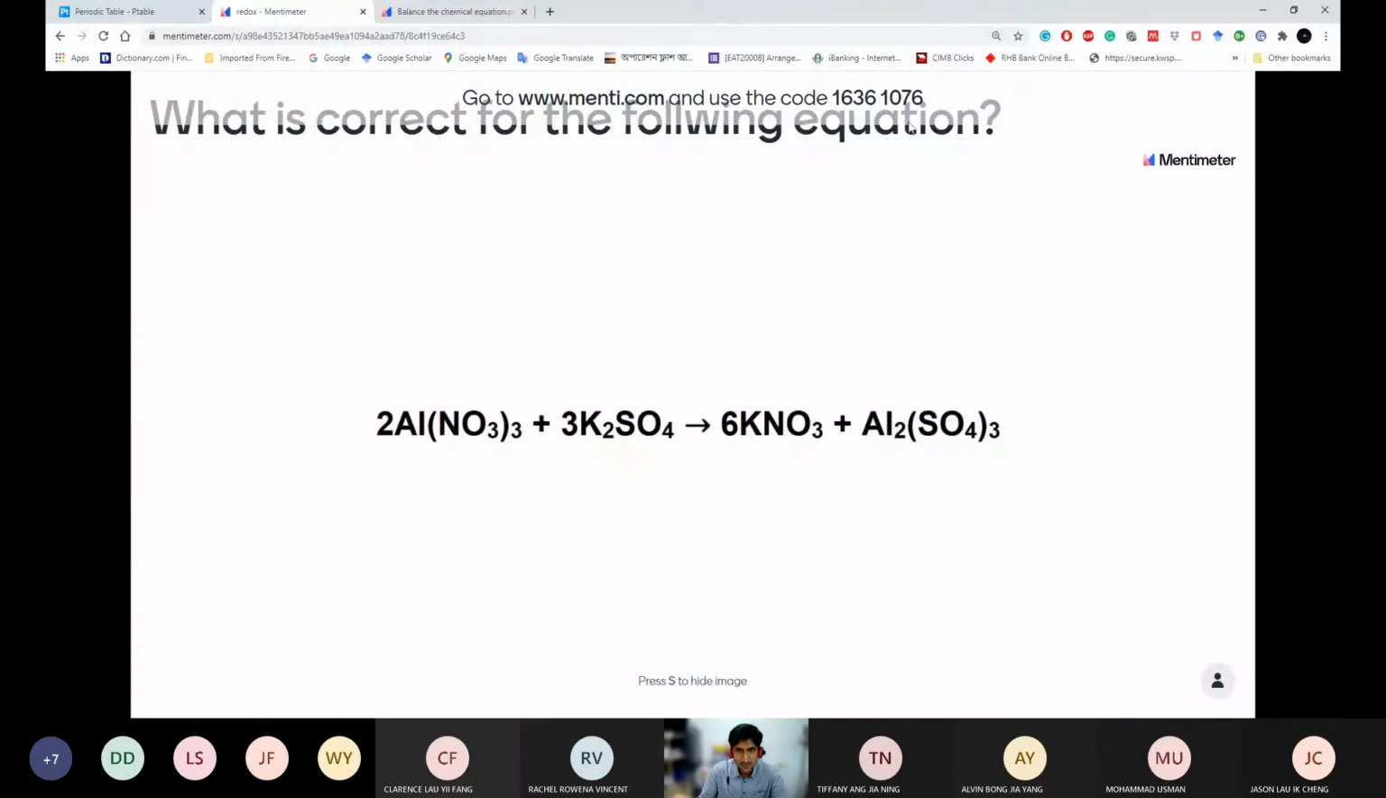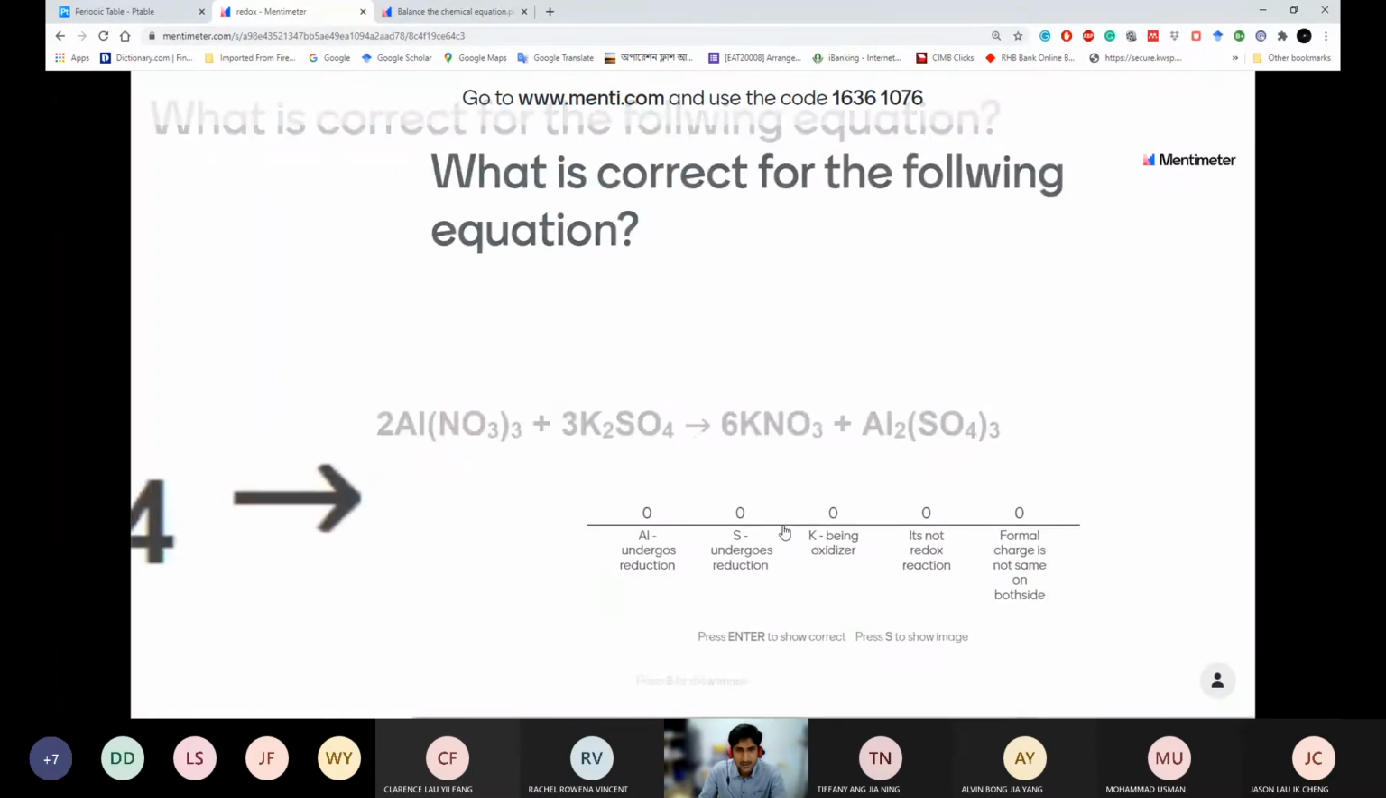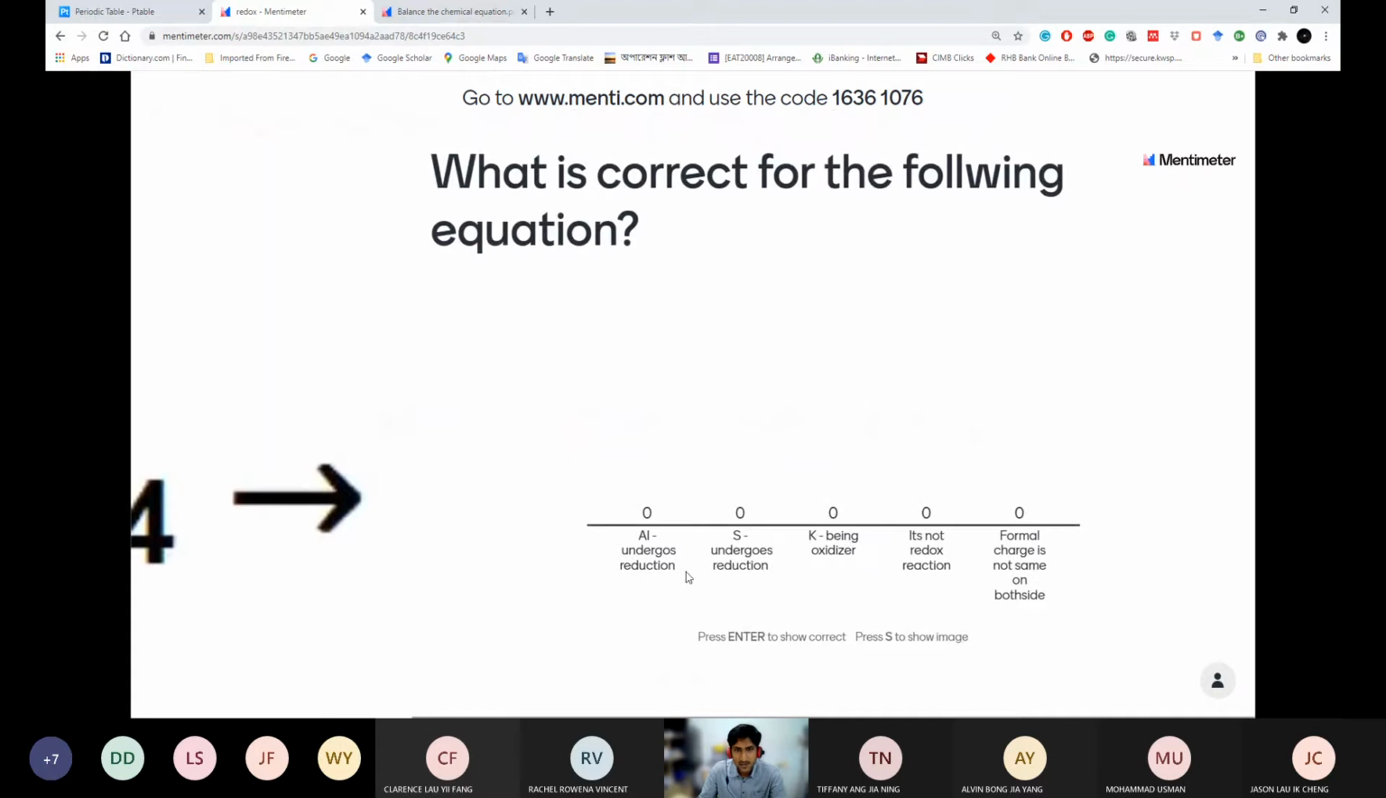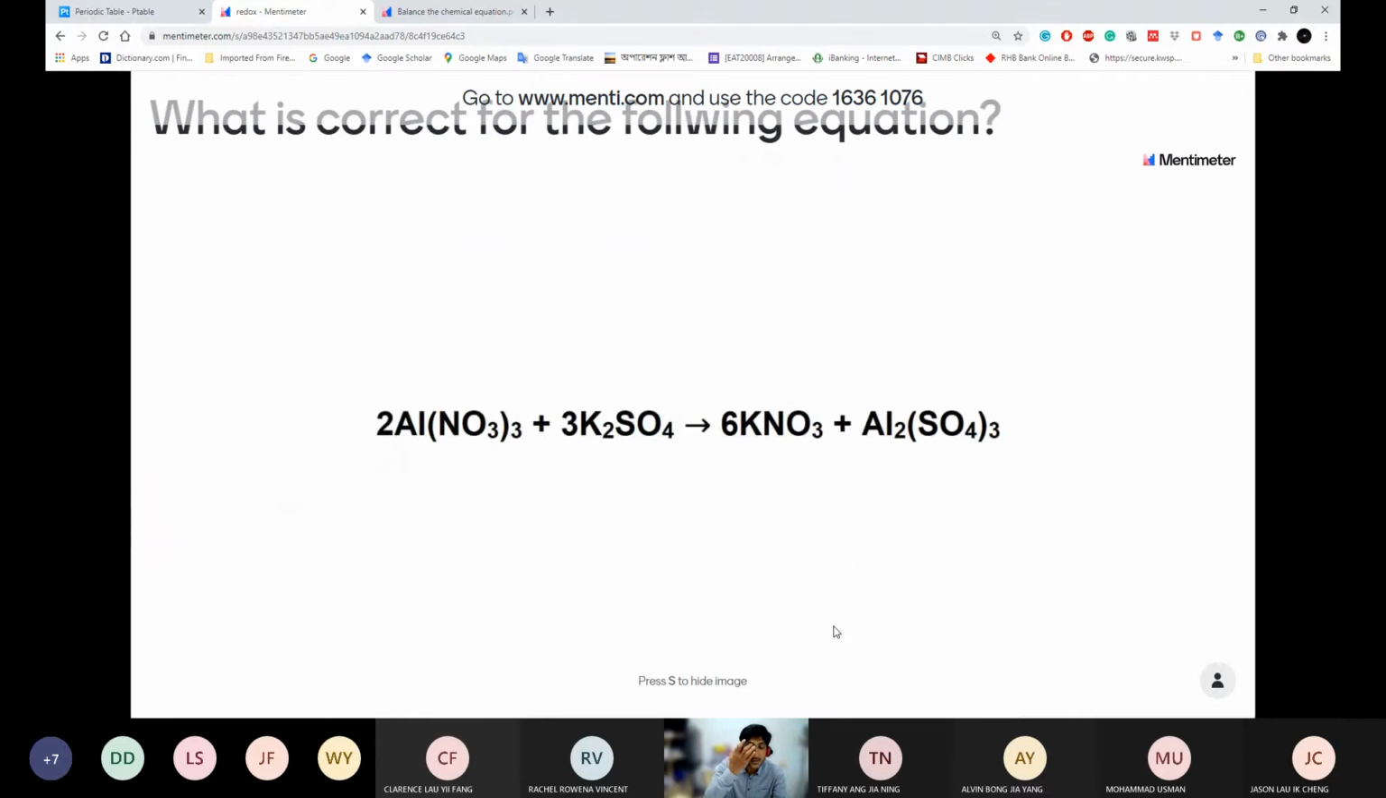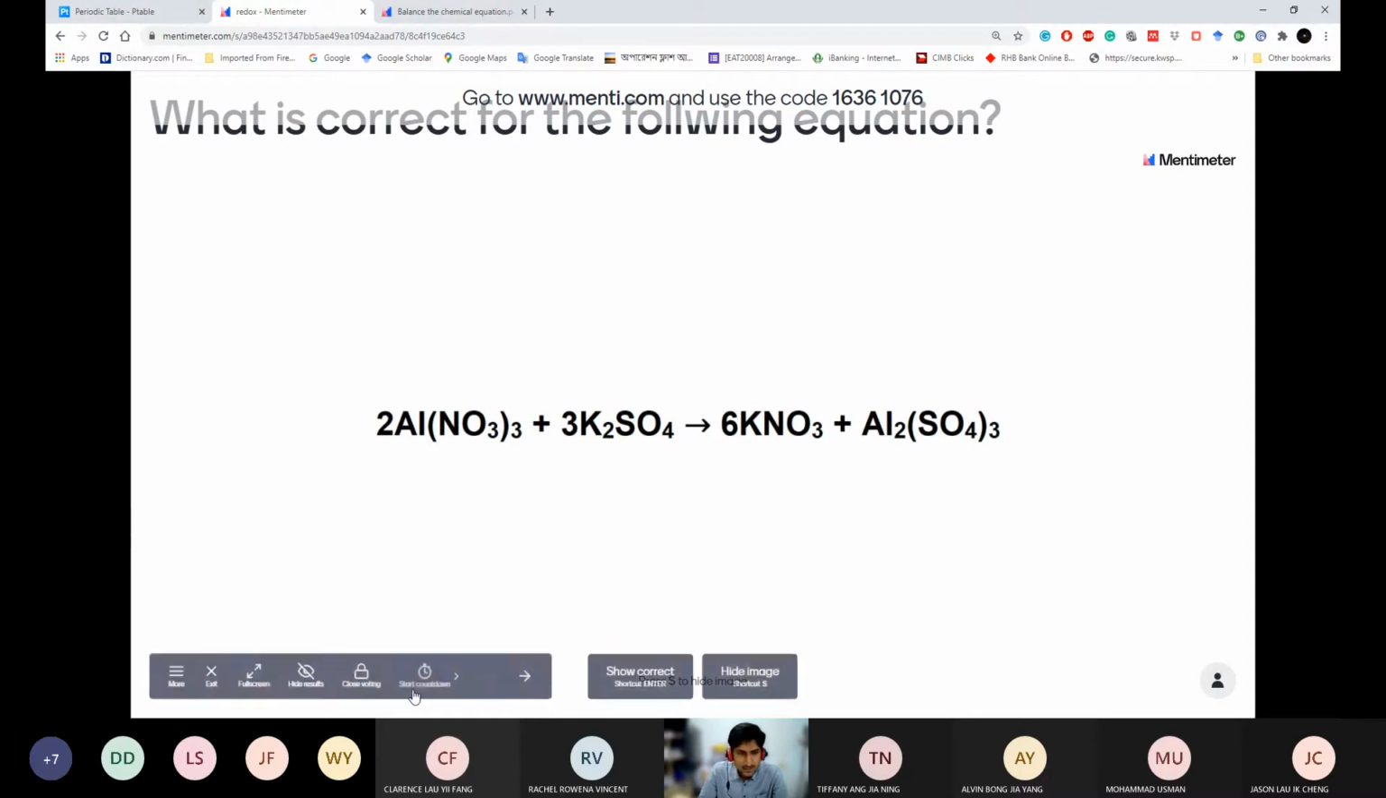What is correct for the following equation? Right? What is correct for the following equation? Aluminium undergoes reduction, sulfur undergoes reduction, K being oxidizer, it is not a redox reaction, or formal charge is not the same on both sides. So what is correct for this reaction? I'll give you maybe 1 minute. I think 1 minute is good enough.